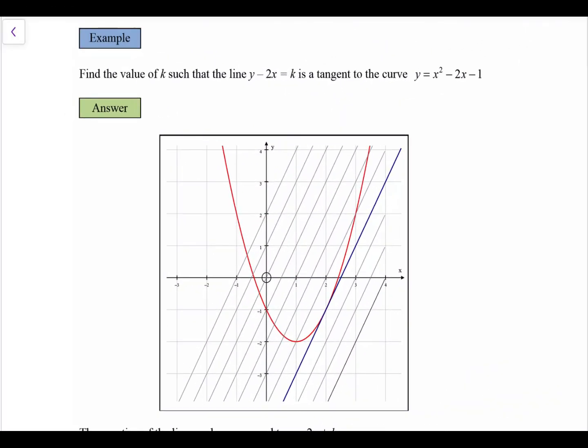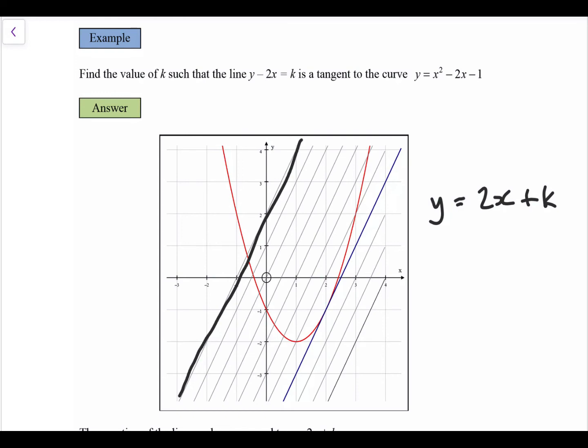So for example, we want to find the value of k such that that line is a tangent to the curve. So that line there, if we rearrange it, is just y equals 2x plus k. So it's a line that's got a gradient of 2 and a y-intercept of k. So you can see I've got lots of different lines there that have different values of k. For example, this one here is y equals 2x plus 2.